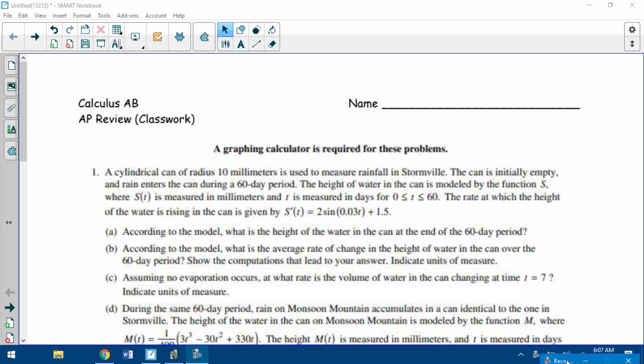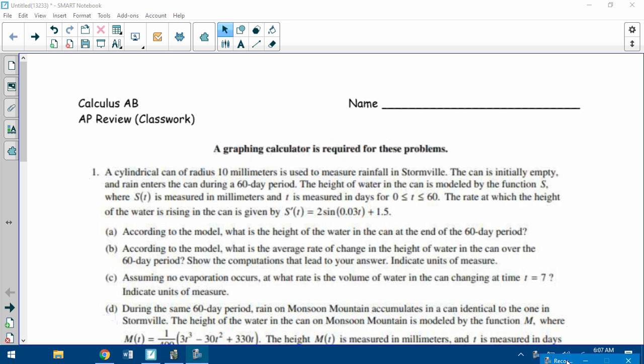All right, we've got one more day of AP review, a couple more AP practice problems, and my focus today is looking at how they ask related rates questions. So both of these have little related rates in them.